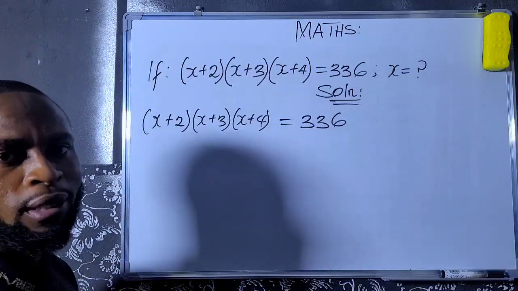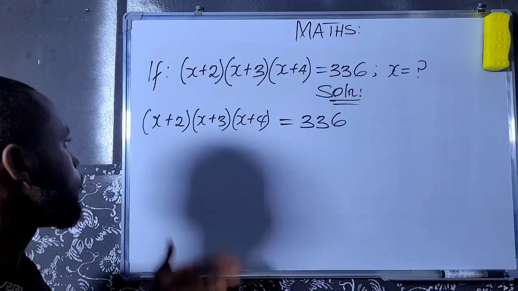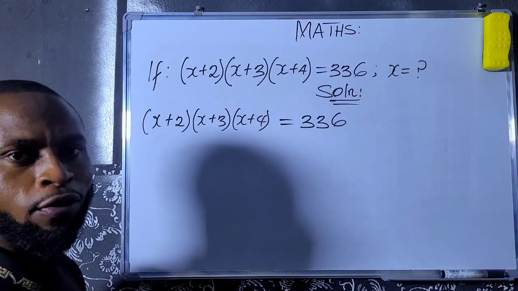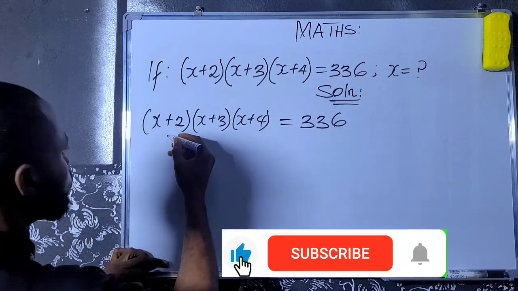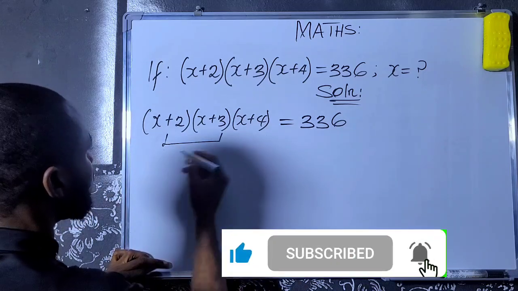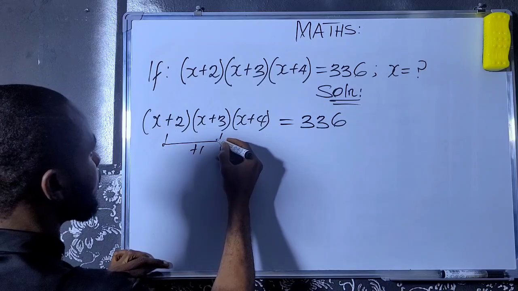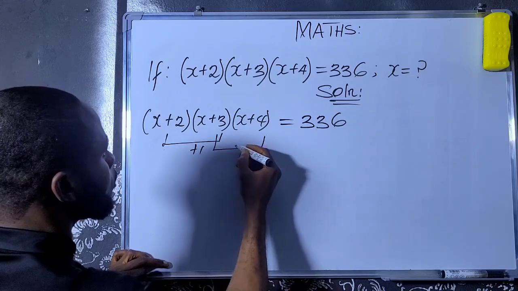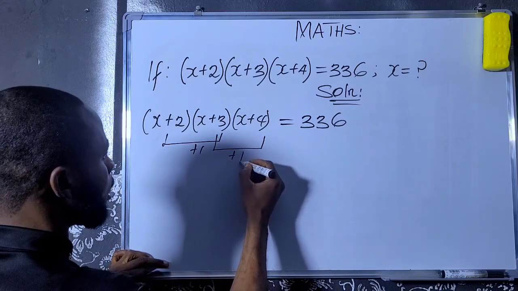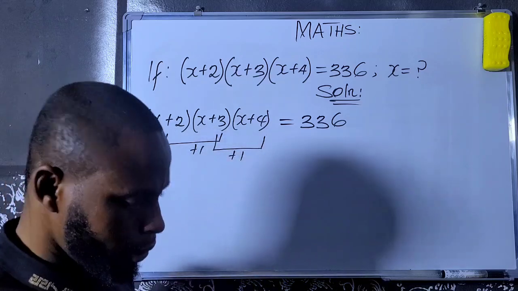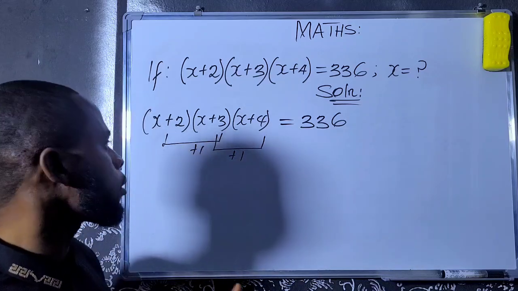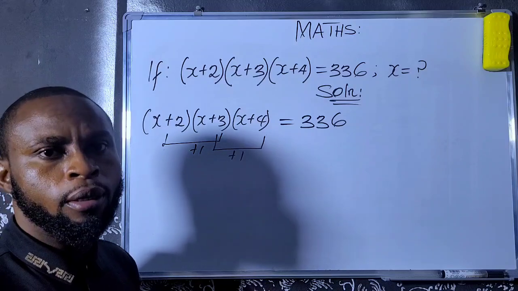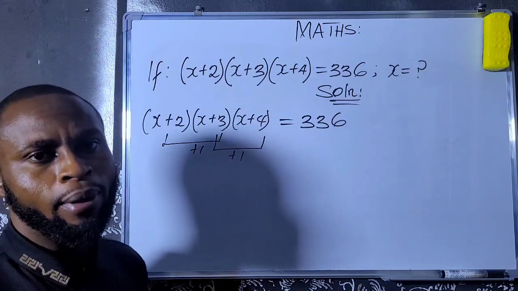We are going to generate a pattern here. If you look at this question carefully, you observe that from x plus 2 to x plus 3, we have plus 1. And from x plus 3 to x plus 4, we have plus 1 again. This implies that they are prime factors of three natural consecutive numbers.